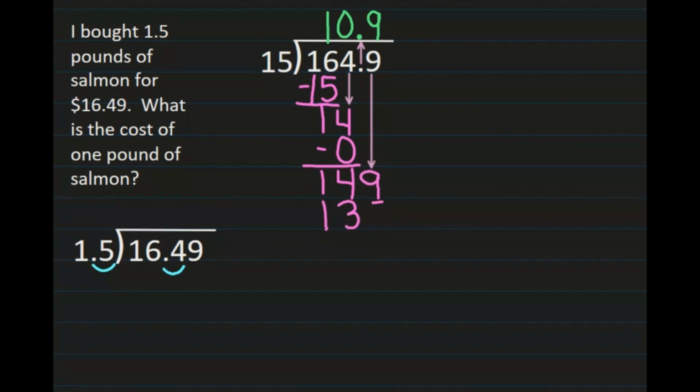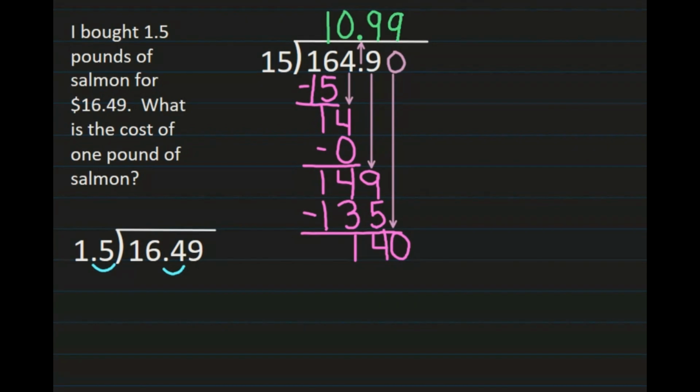9 minus 5 is 4, and 4 minus 3 is 1. So I do need to add a 0 here behind the 9 that I can bring straight down so I can continue my problem. Once I bring that 0 down, I have 140. 140 divided by 15 is 9. 9 times 15 is 135, and then I am going to be subtracting.